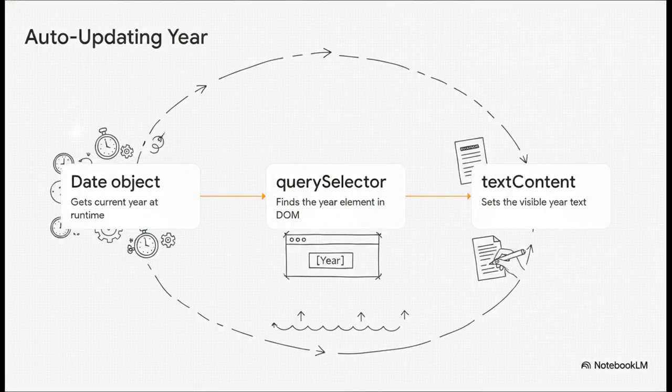Let's look at a real-world mini-narrative of this, creating an auto-updating copyright year in a footer. It's such a tiny feature, but it makes a massive impact. Step 1, we get the current date object from the user's browser at runtime.